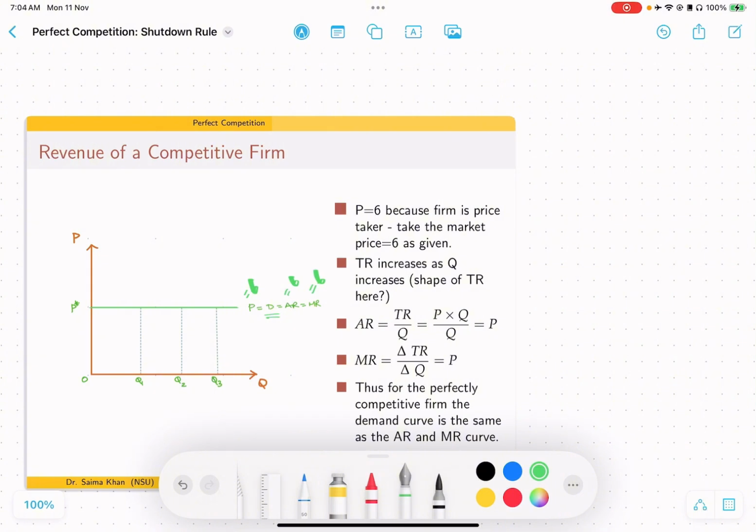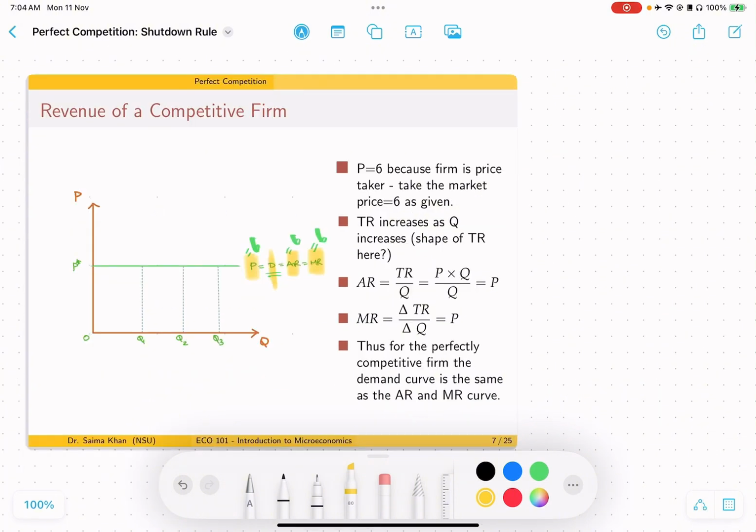So it's just this horizontal line. So what is a cute feature of a perfectly competitive firm's demand curve is that the demand is the same as the average revenue, is the same as marginal revenue, is the same as the price. So as we've mentioned here, don't forget this. For a perfectly competitive firm, the demand curve is the same as the average revenue curve and the same as the marginal revenue curve.